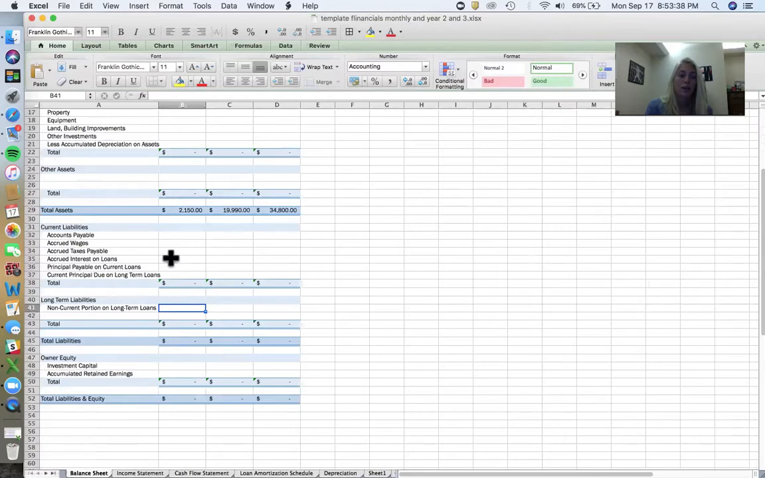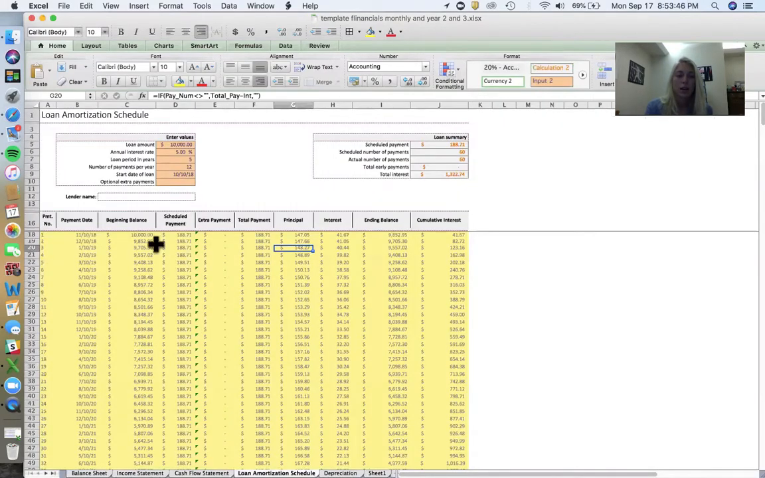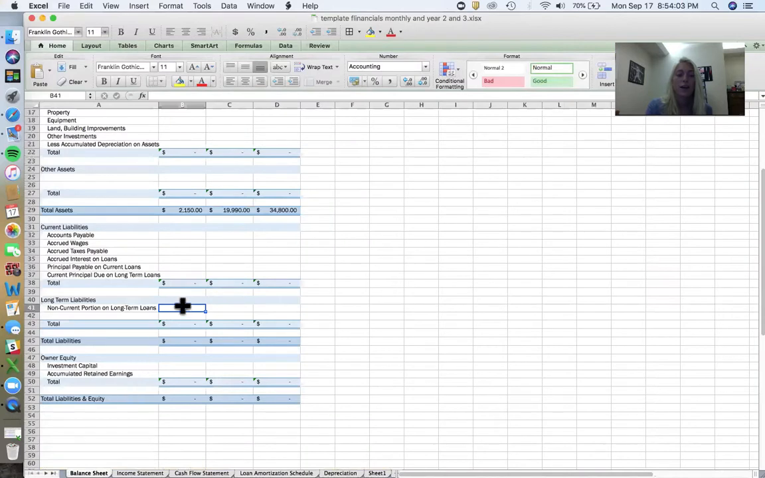Okay, non-current portion on long-term loans. That's what you haven't paid yet. This should be filled in if you have a startup cost. So that's where you find that is on your loan amortization schedule. And it's, let's say, okay, we're at the end of the month, end of the first year. Let's say that's right here. Your beginning balance on the loan is here, but this is what you want to put in that slot we just talked about, the $9,705.30. That goes right here, the non-current portion on long-term loans. That's what you have yet to pay off.